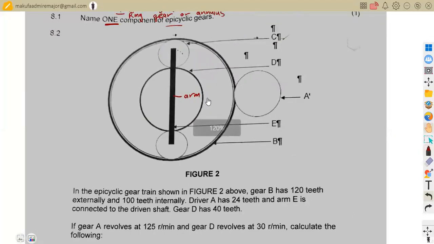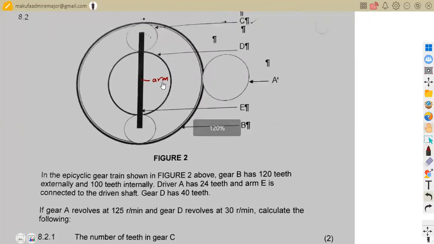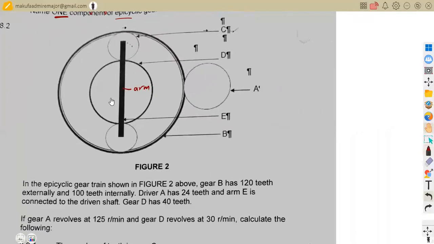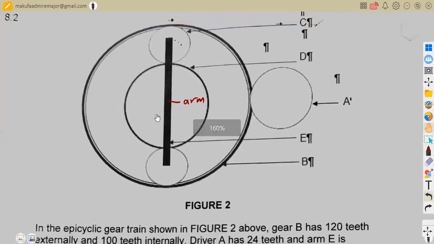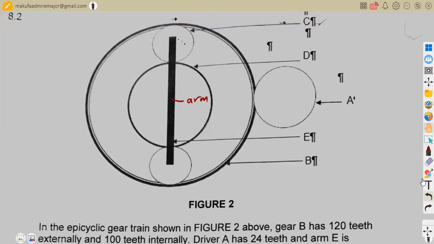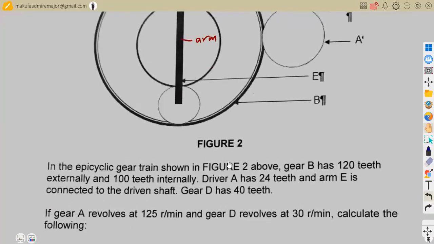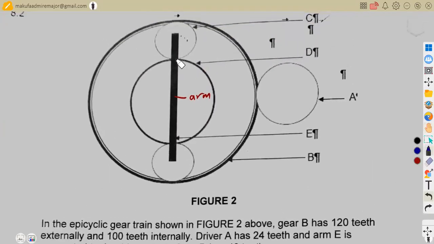This is the major part that most of us have been wanting to understand, what is happening here. No problem. Let me refer to this question as it is here. We are given our epicyclic gear, and there is also another external gear, which is gear A, a normal gear. Our epicyclic part is this part here that we are going to work with.